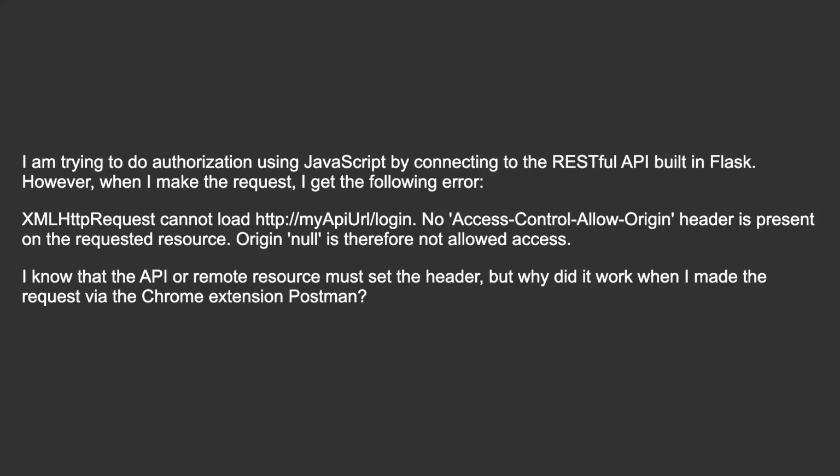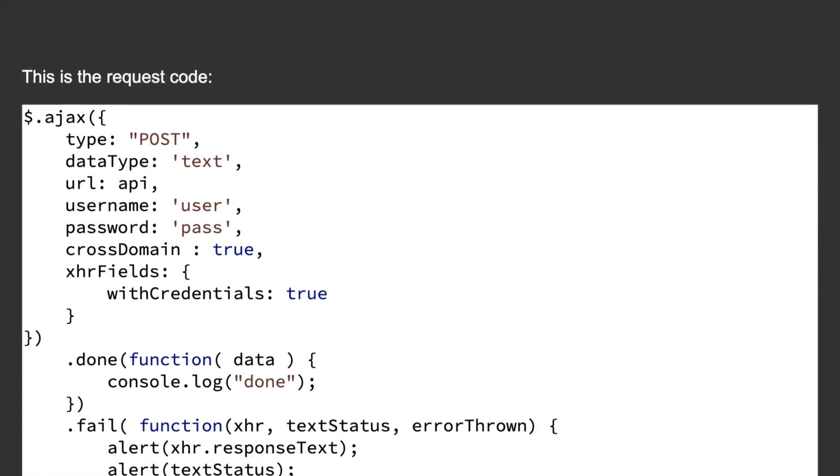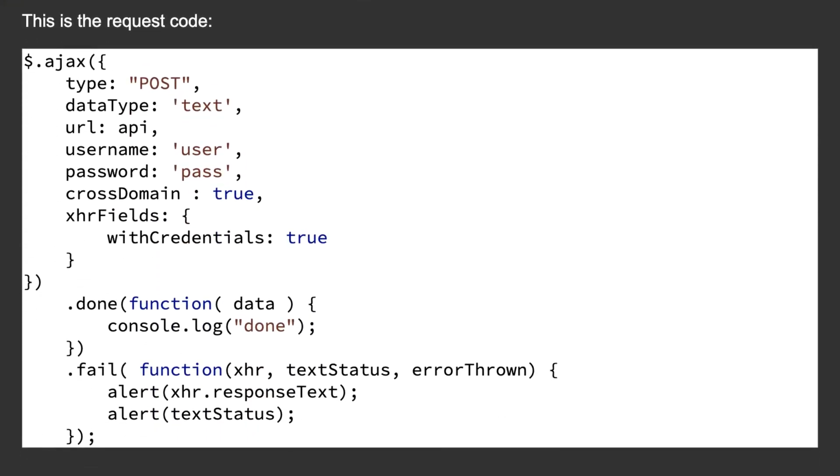I know that the API or remote resource must set the header, but why did it work when I made the request via the Chrome extension Postman? This is the request code.